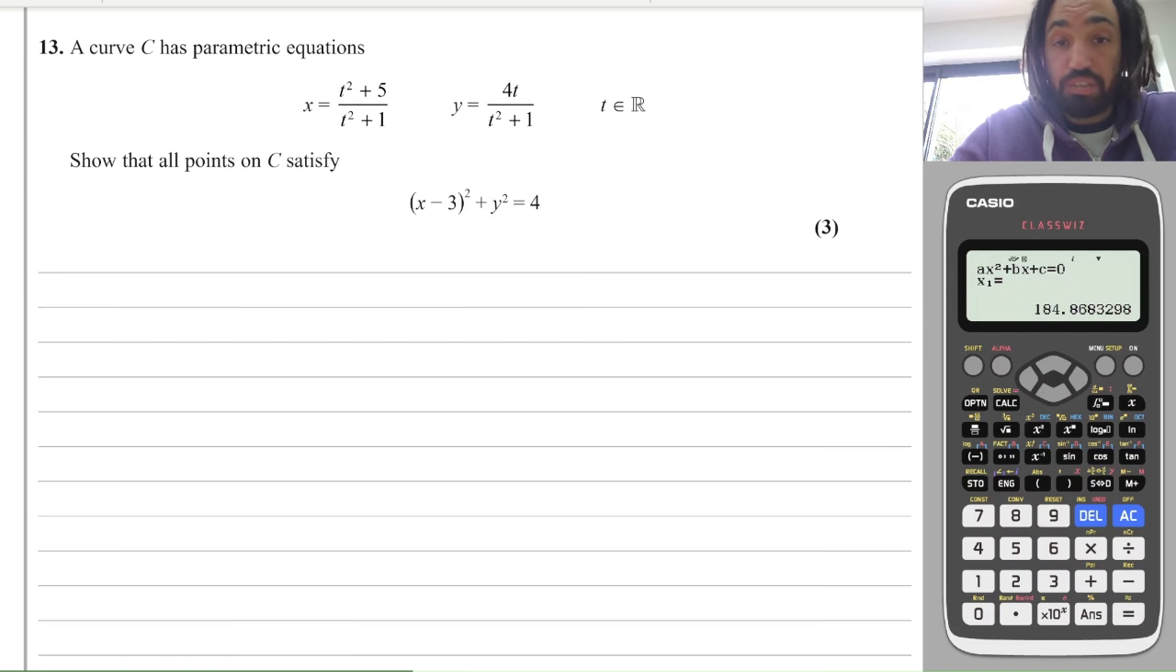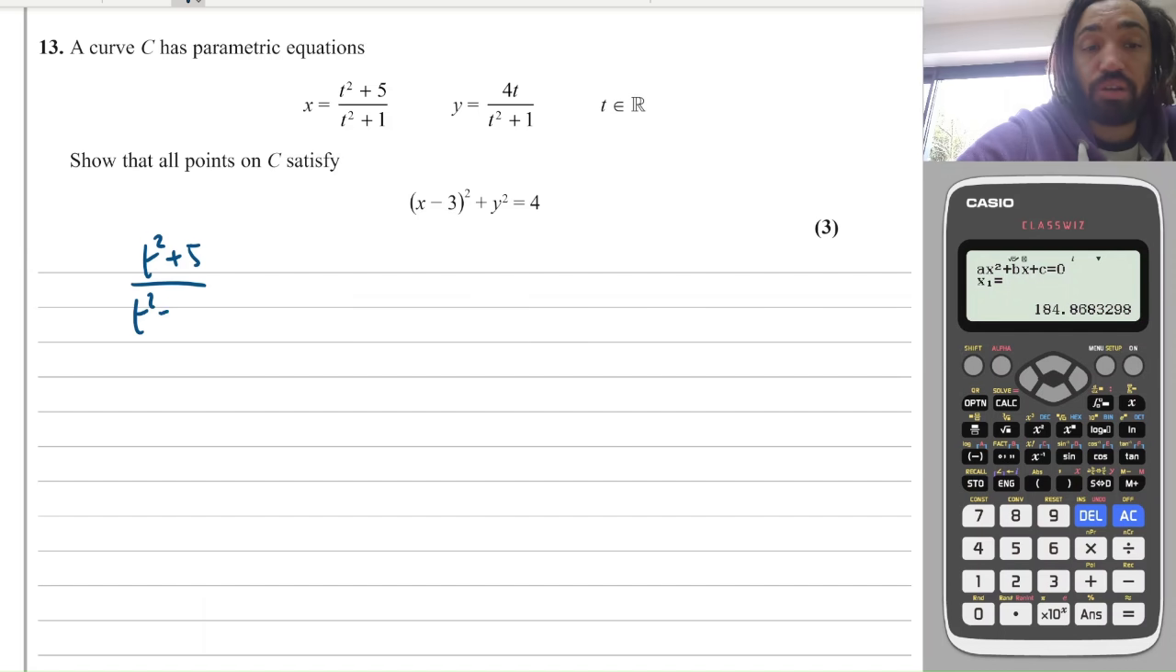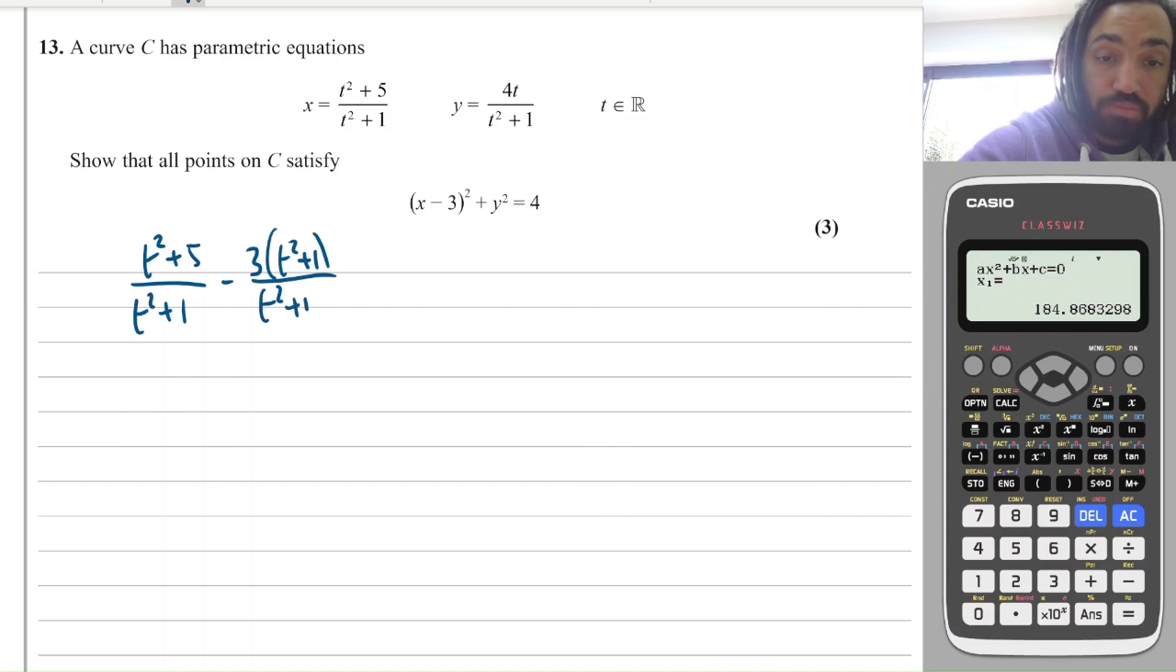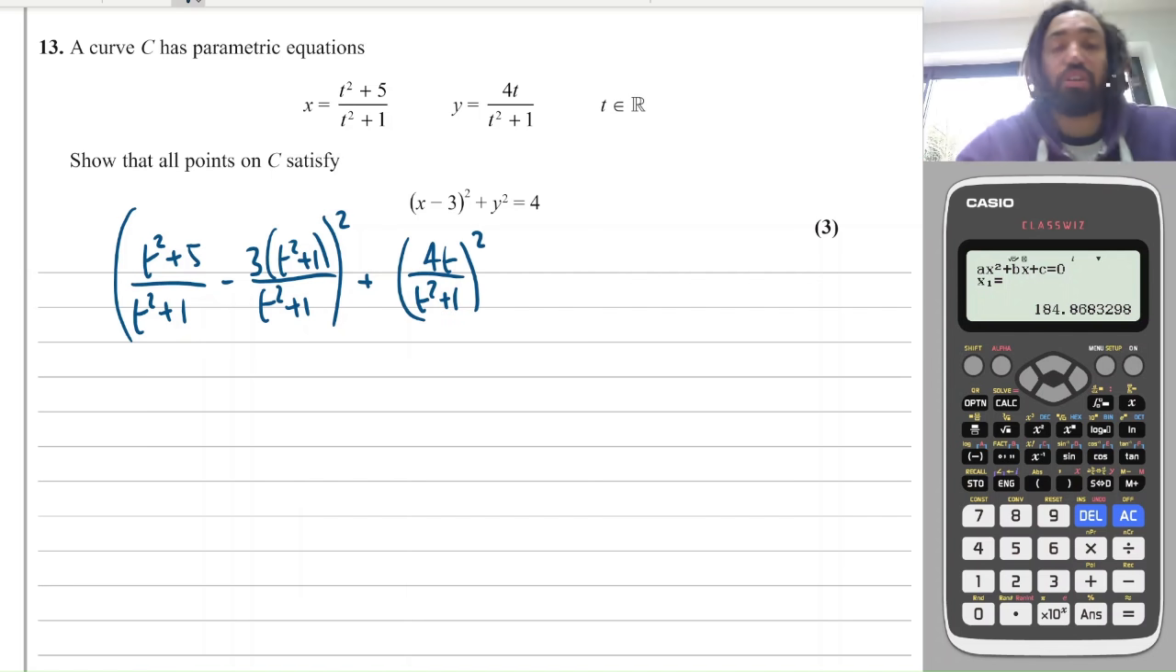Okay, if these parametric equations satisfy this curve, then when I sub in the x values and the y values, we are going to get them equal to 4. So I'm going to minus 3, and I can write 3 as 3t squared plus 3 over t squared plus 1, and then that all needs to be squared, and then plus the y, which is 4t over t squared plus 1, again all squared. Now hopefully this should equal out to 4, and then we would know that it's correct.